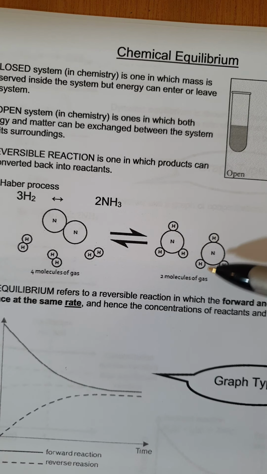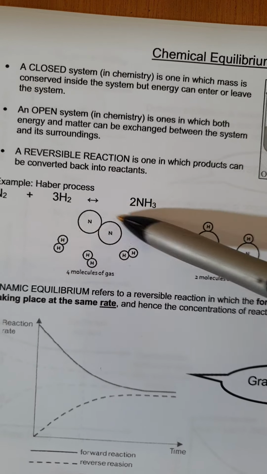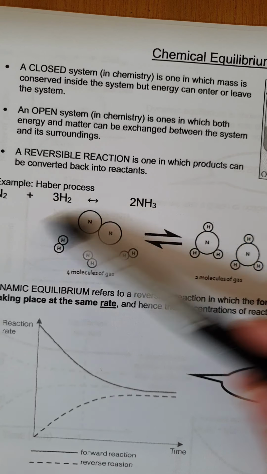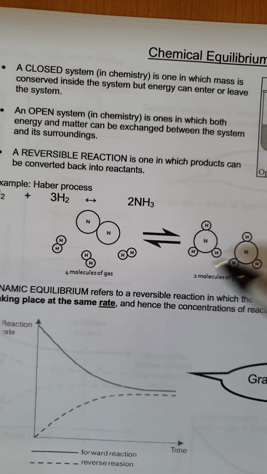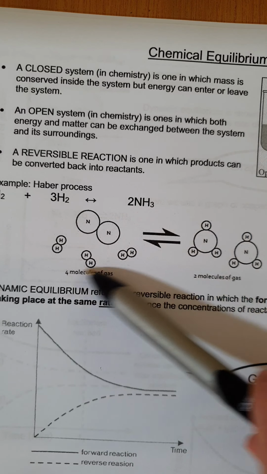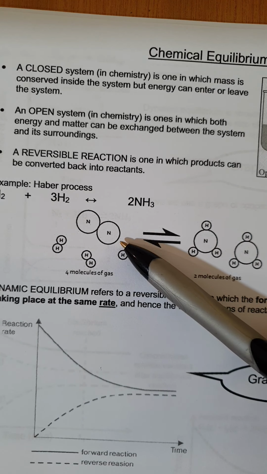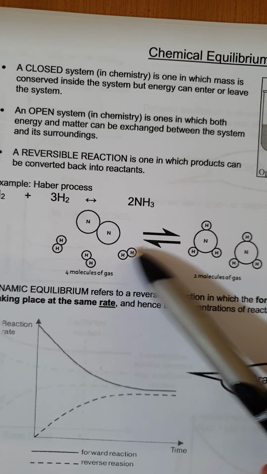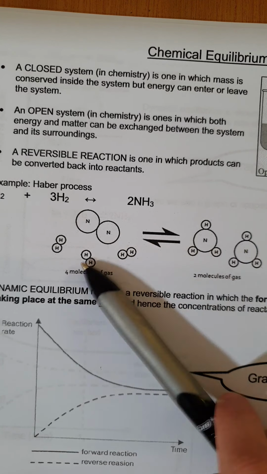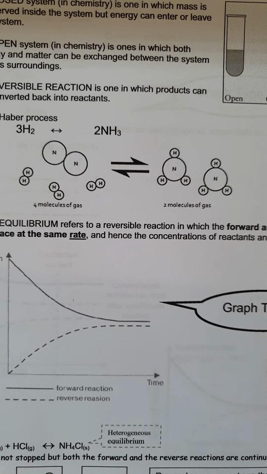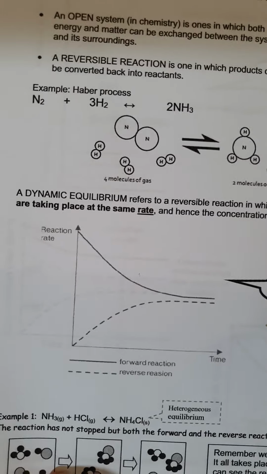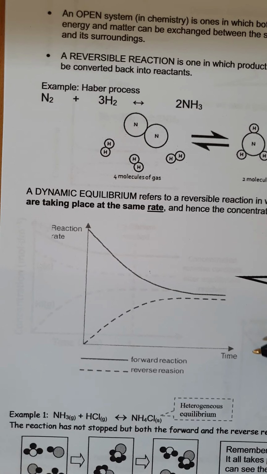So if you have, so this one took the number of particles as the ratios. So you can see 2 ammonia, 3 hydrogen and 1 nitrogen molecule. So you can see they're not equal, but they're in equilibrium because their reaction rates are equal. All right, so we're going to look at graphs in this section. So your graph type 1, there are 2 types of graphs that we need to pay attention to.